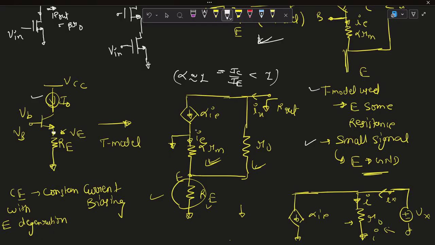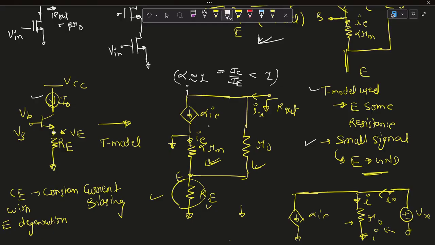So the constant sources are off. This is our constant voltage source, which is ground, and this is our constant current source I naught, which is open circuited. We have to find out the output impedance of this stage.